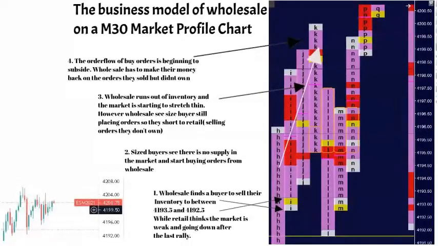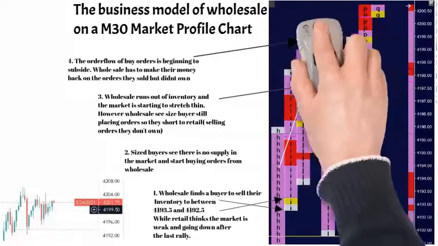They start selling what they don't own, bringing the market up, stretching it thinner and thinner, right? And then the order flow of buying orders starts to subside, right? And wholesale has to make their money back on the orders that they sold but didn't own, right? So let's say right here at 41.97, that's where they had to start shorting the retail, selling people who wanted to buy off of orders that they didn't own, right? Because they ran out of orders, right? And then they stretched the market this high up, right? Because the order flow continued to show buy orders coming in.